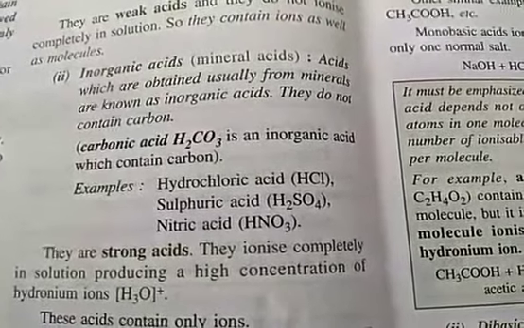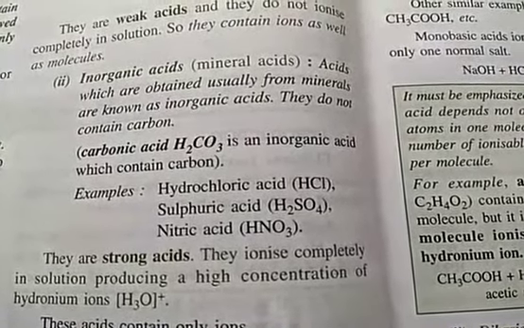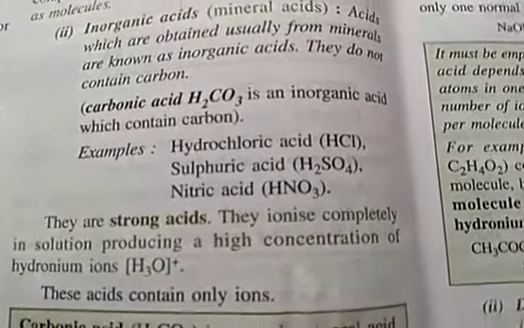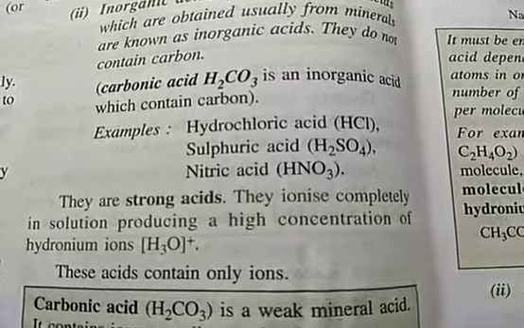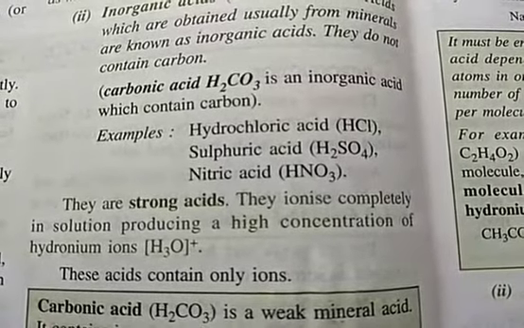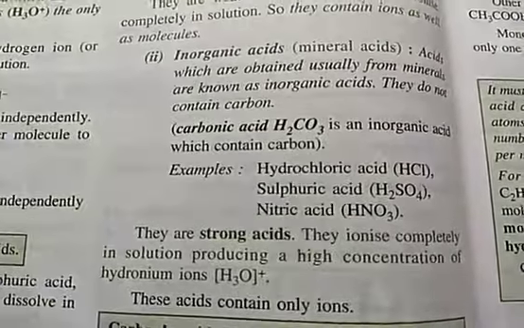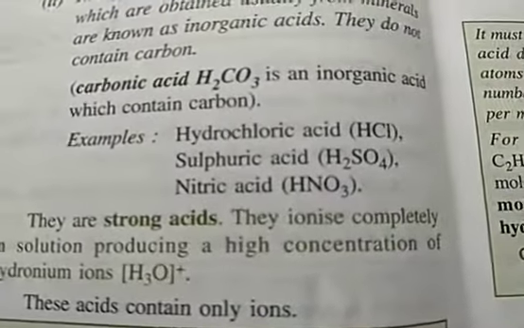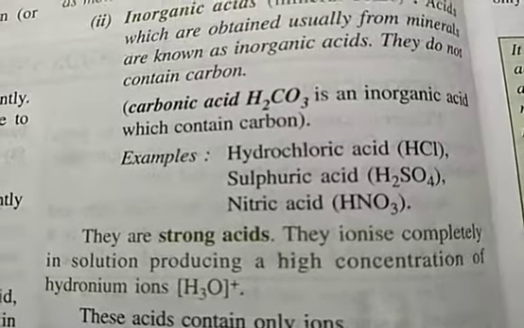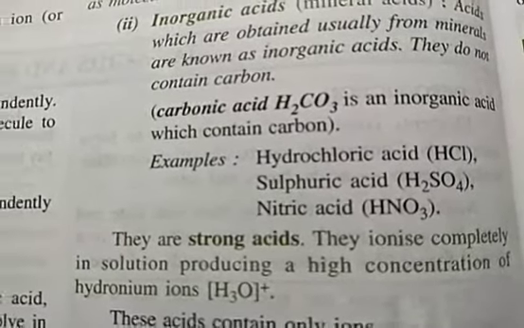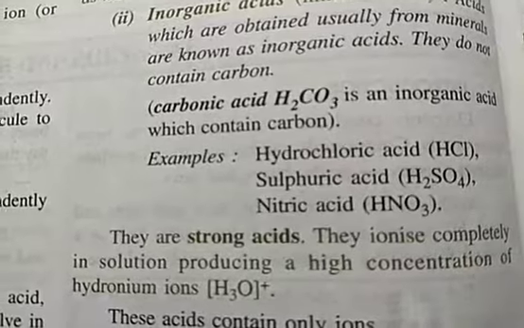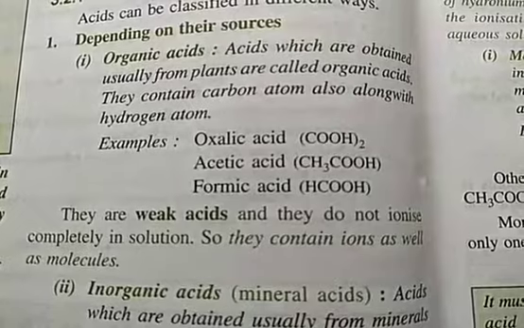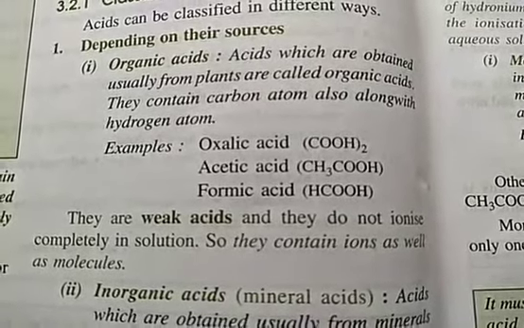Some examples of inorganic acids: hydrochloric acid, sulfuric acid, nitric acid. And they are strong acids. They ionize completely in solution, producing a high concentration of hydronium ions. Now students, what is the meaning of this line? They ionize completely in solution, whereas in case of organic acids it's written that they do not ionize completely in solution. So what is the meaning of this completely, not completely?